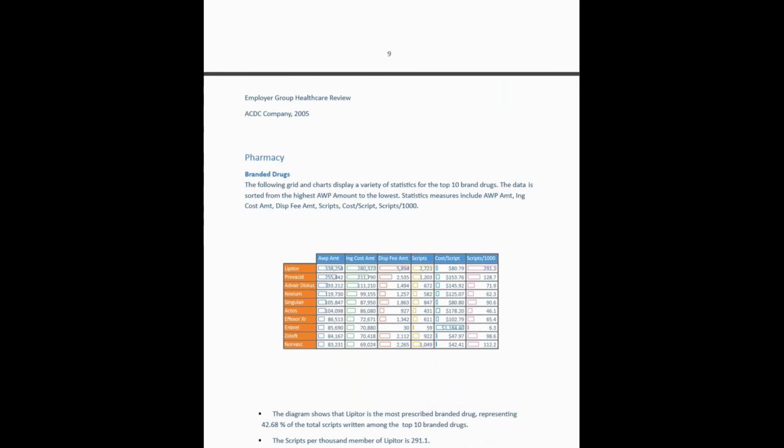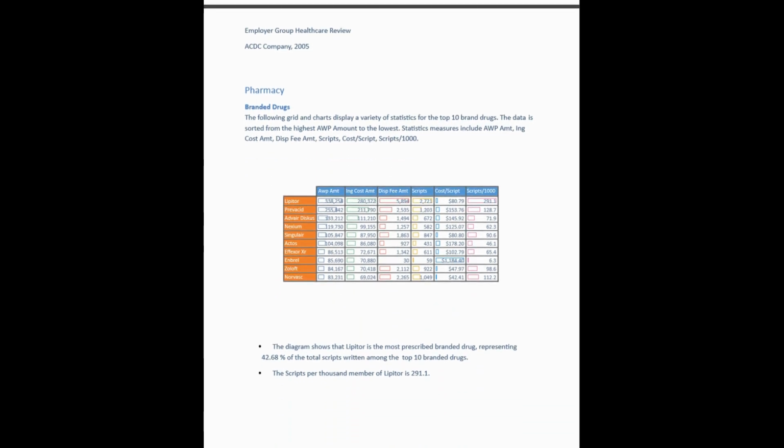Pharmacy data. If pharmacy data was not available for this particular customer, the table of contents would have modulated it and the pharmacy section would have been omitted. Everything would have been repaginated. But since we have pharmacy, we're looking at calculating, again, using the dynamic text generator, what percentage of the total scripts written are among the top 10 branded drugs, and that's a value that doesn't reside in the grid, graph, or chart. Again, just the power of Publisher and using dynamic text.